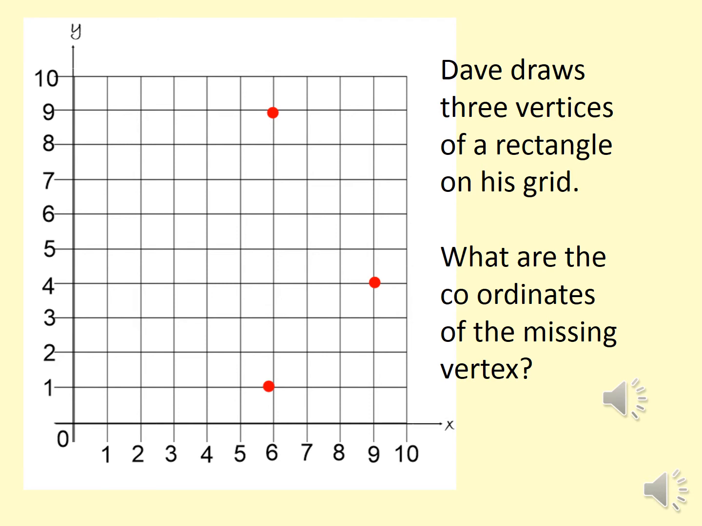In this example, Dave has drawn 3 vertices, 3 angles of a rectangle on his grid, but there's one missing. And we're asked to find what the coordinates of the missing vertex are. See if you can work that out. Stop the presentation, have a little go of it, and then the answer's on the next slide.